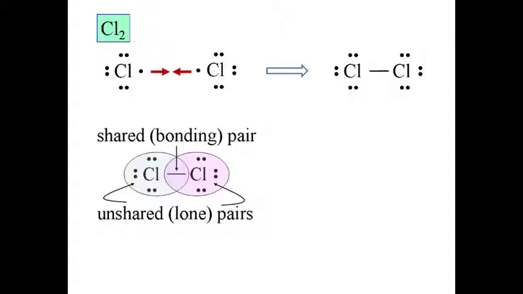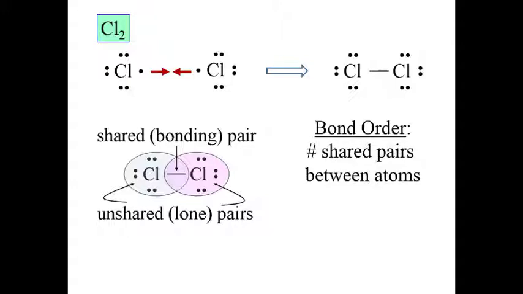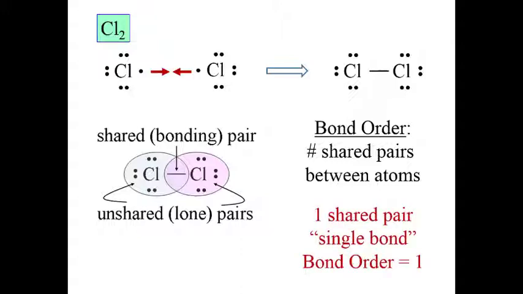Likewise, the atom on the right feels 8 electrons as well, satisfying the octet rule. Chemists also talk about the bond order of a bond. This is the number of shared pairs between 2 atoms. Because there's one shared pair, we would say that the Cl-Cl bond is a single bond with a bond order of 1.